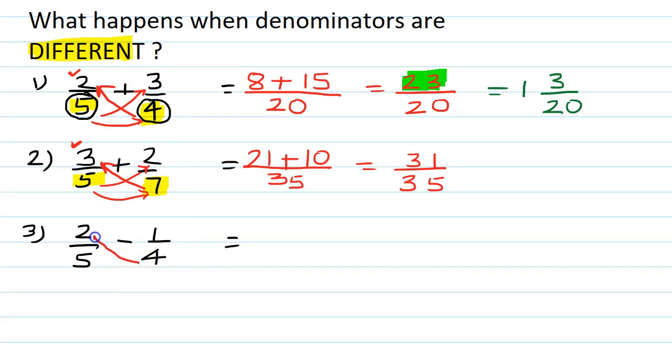Nothing different. Multiply here with this number first. So 4 times 2 is 8. Then multiply this number with 1. So 5 times 1 is 5. Which sign is in between?